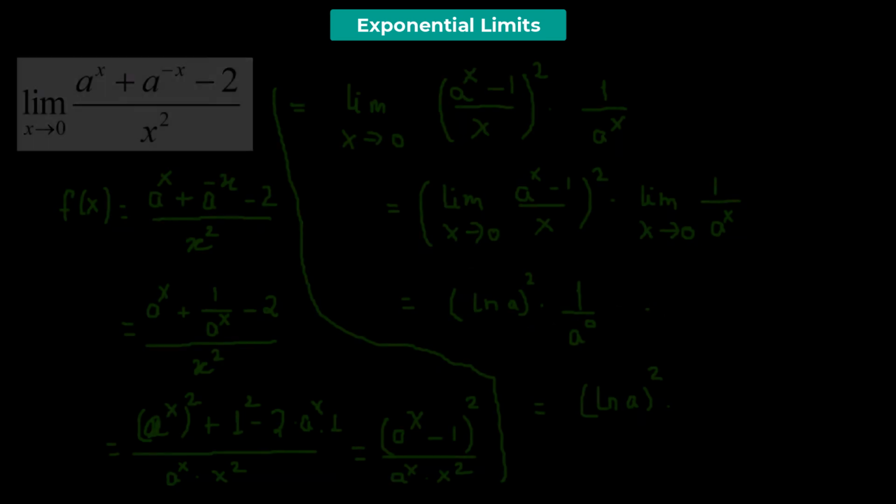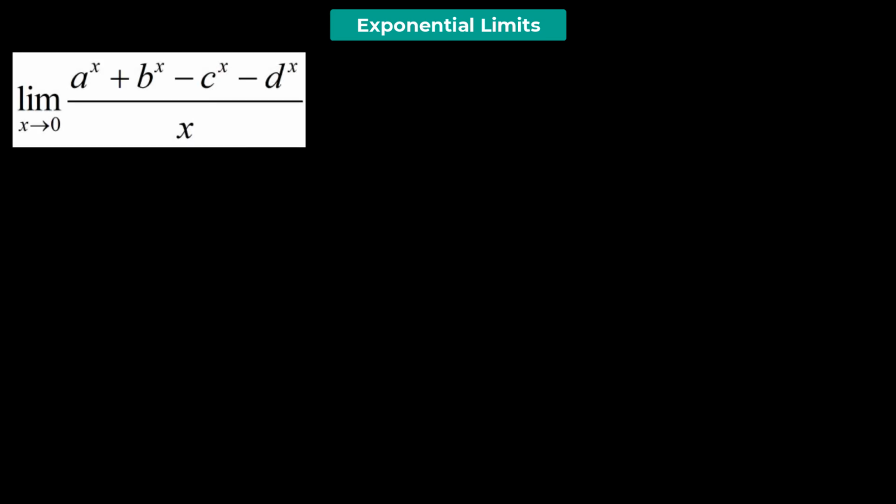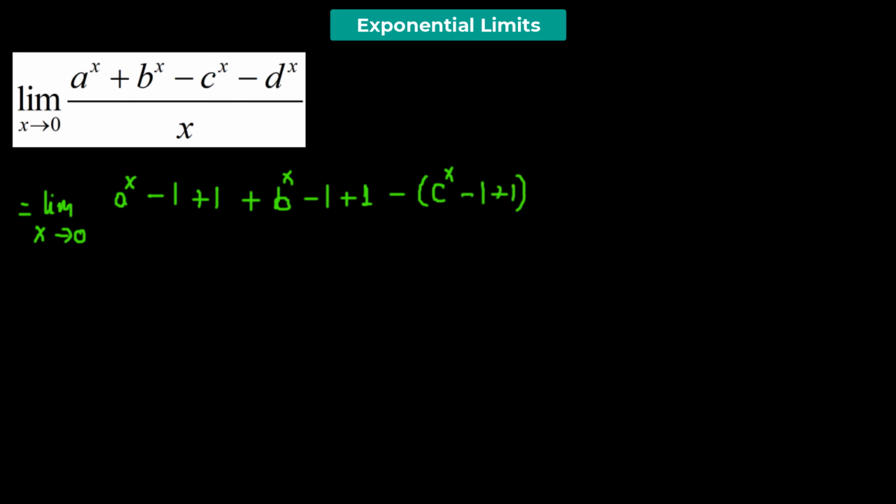Let's go to the next question. So we have another exponential function. So we need to determine its limit. So let's begin by working with the numerator. So we have a raised to the power of x. So we're going to subtract and add 1 to it. For b raised to the power of x, we're going to subtract 1 and add 1 to it, minus c raised to the power of x, subtract 1 and add 1. And finally for the fourth term, which is d raised to the power of x, subtract 1 and add 1 to it, all divided by x.